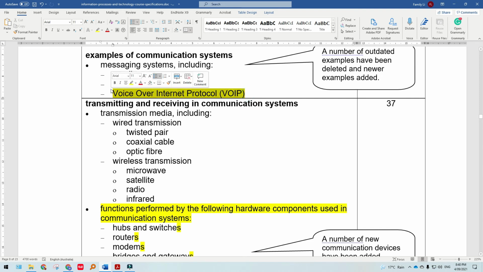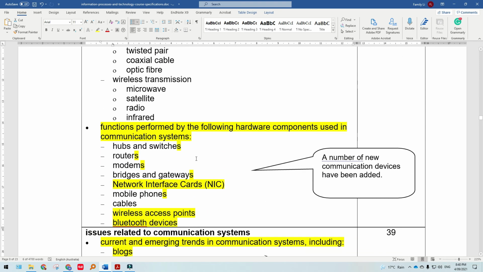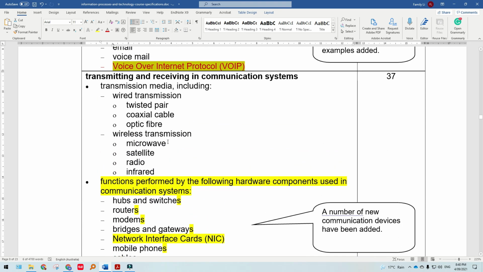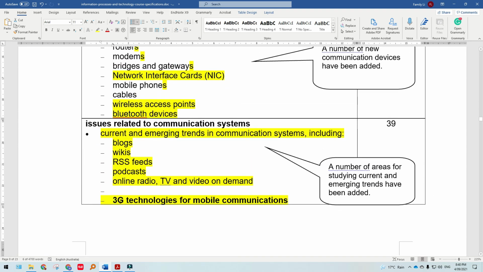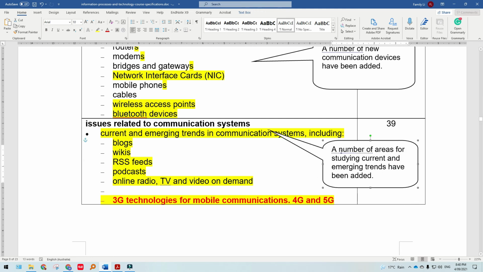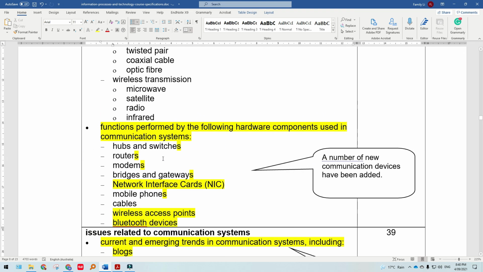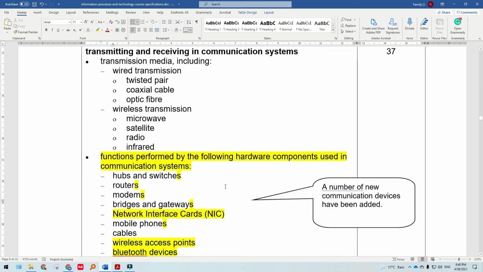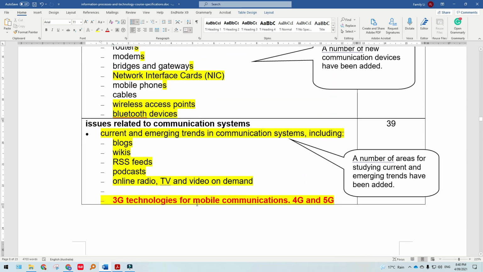Voice over IP. It's a messaging system. Examples of communication systems, and wireless transmission. A lot of people talk about satellite, microwave, and all that. You need to realize here, 3G. Now these days we have even 4G and 5G, etc. So when you give one example for wireless transmission, please don't forget about that.